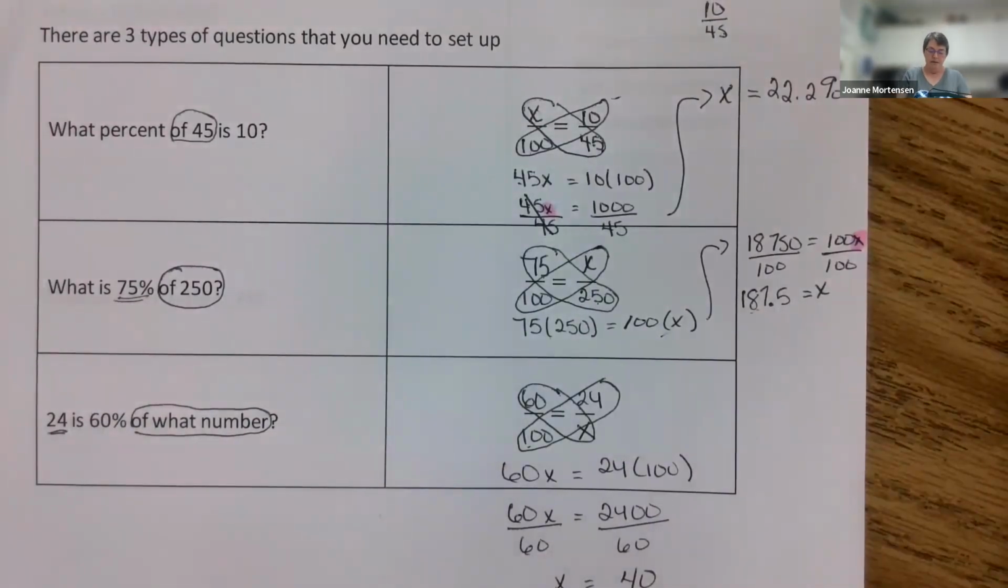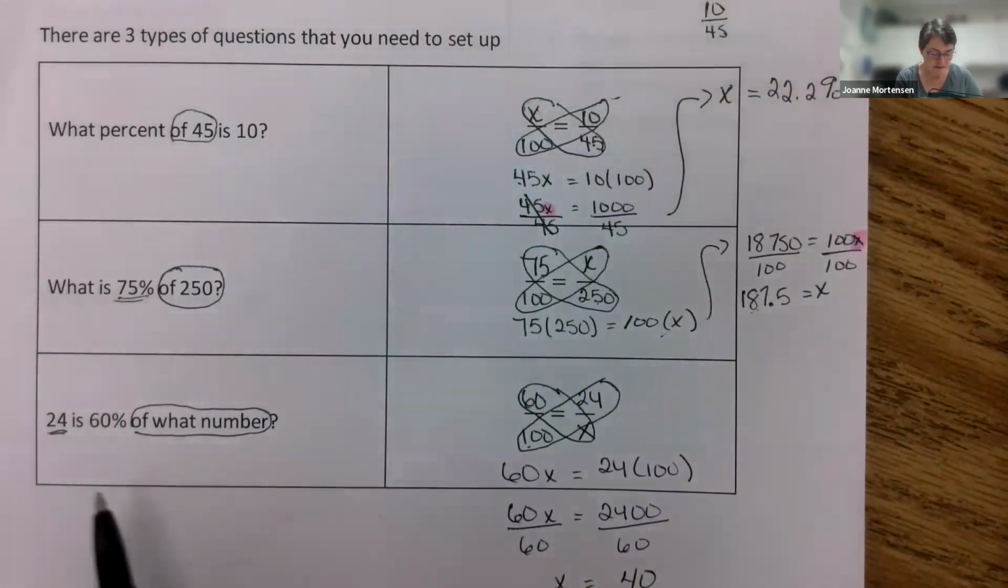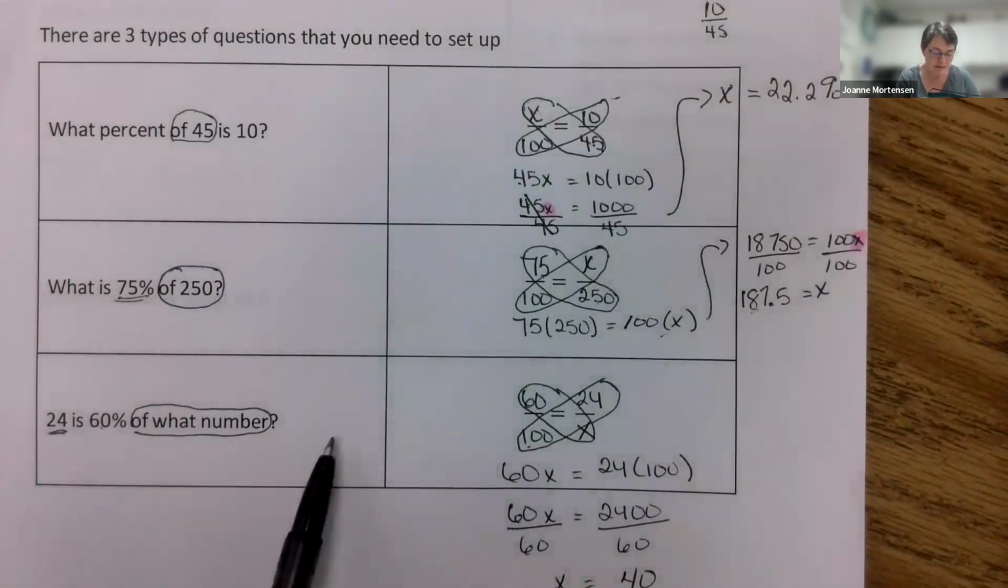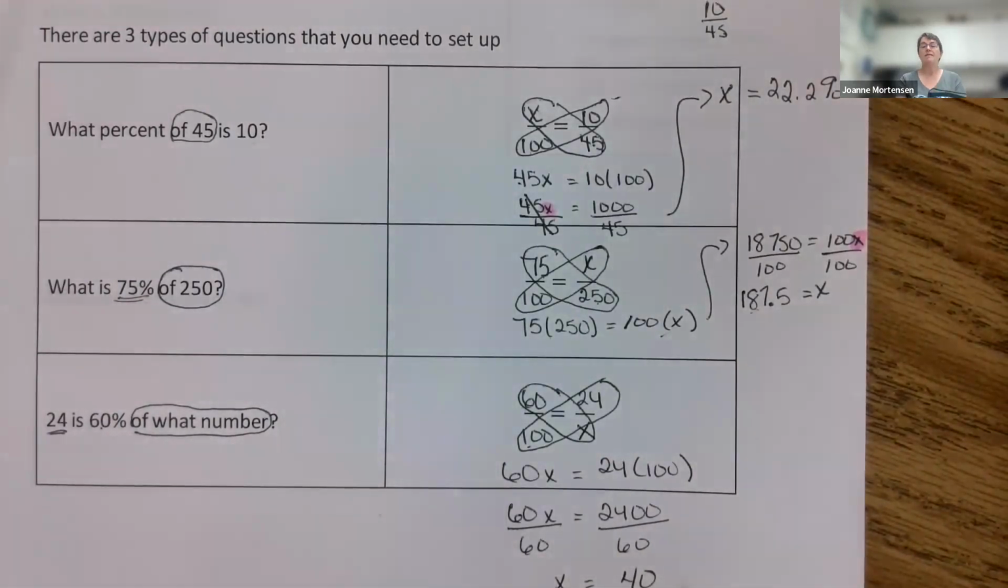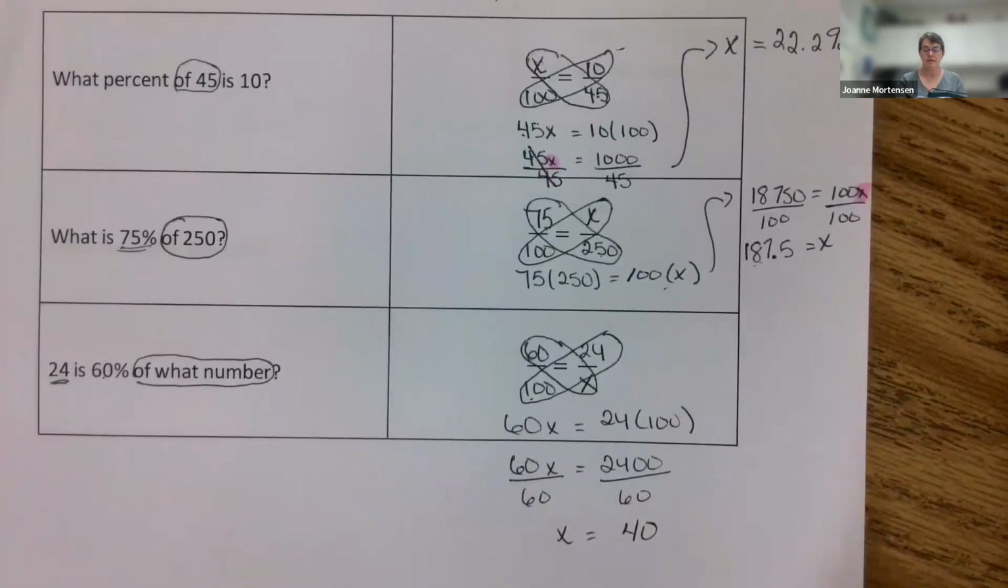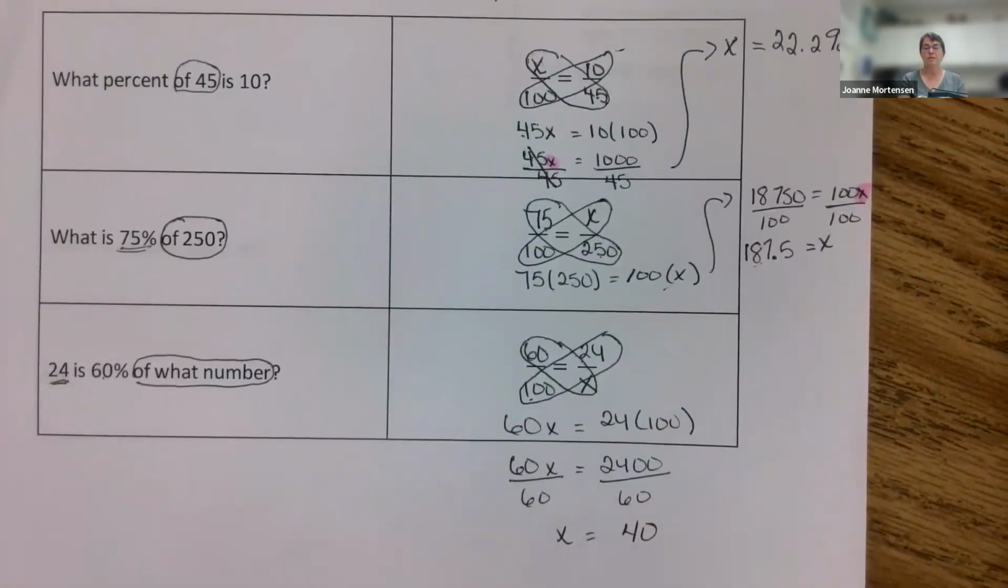All right. So I want to go back here and see if that makes sense. It says 24 is 60% of what number? Well, I know 60% is like a little more than half, right? Half is 50. This is a little bit more. And if I think about 40, half of that is 20. So this is a little bit more. So that seems to fit.